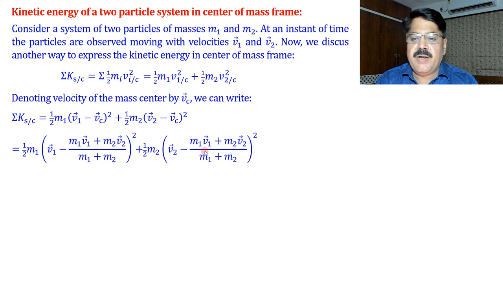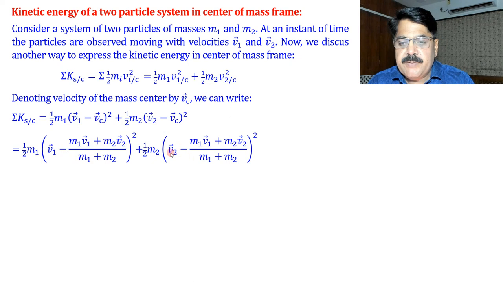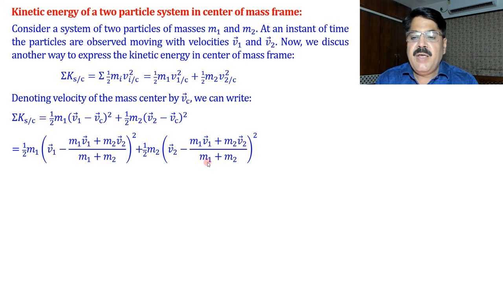Similarly here, what you can take? m1 v2 vector plus m2 v2 vector minus m1 v1 vector minus m2 v2 vector. So m2 v2 vector will get cancelled. So what you get? m1 v2 vector minus m1 v1 vector. So let us do it.